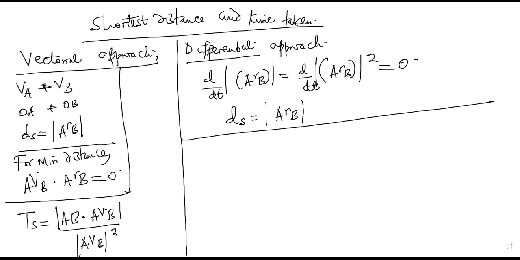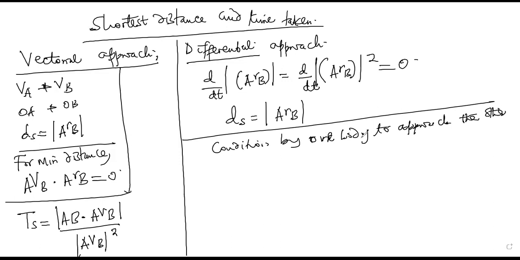Then another part that I'm going to enclose into this is the part where we are required to get a point where one body is approaching the other as closely as possible. So let me call it the condition for one body to approach the other as close as possible. For one body to approach the other as closely as possible.